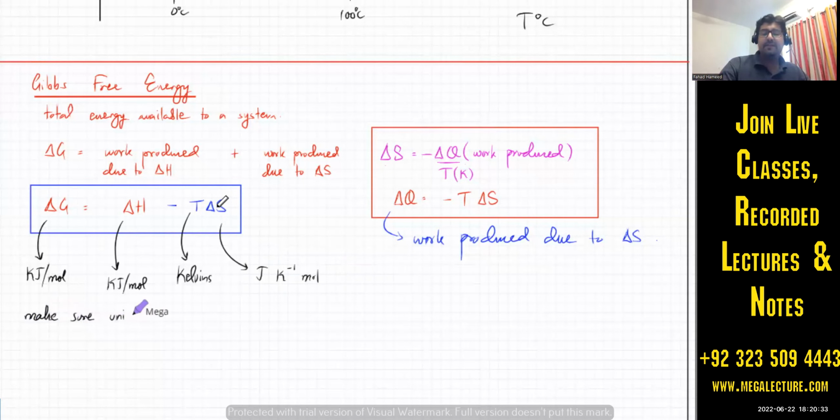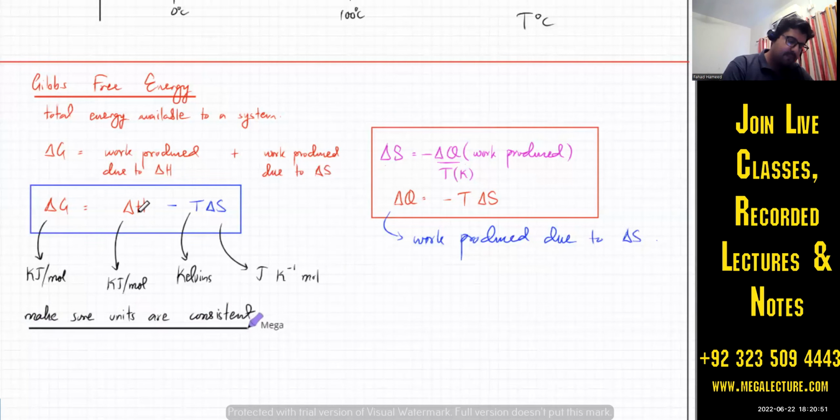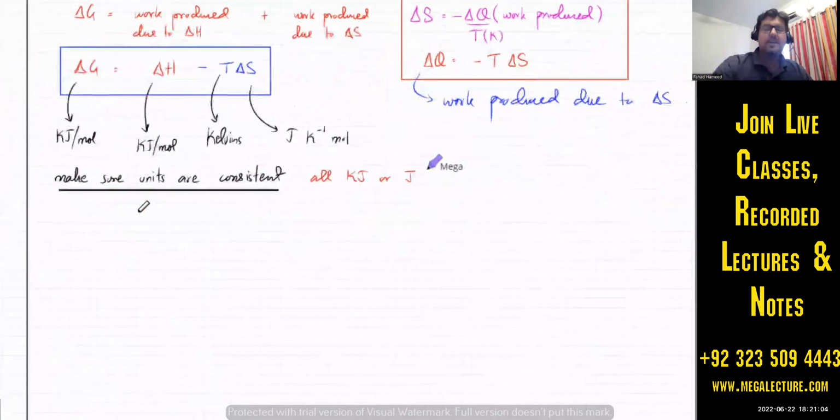Because the table that they're going to give you, this would always be in joules and this would always be in kilojoules. So make sure the units are consistent. Okay, so remember this thing. Either all of them in kilojoules, or all of them in joules. You can't have one of them in joules and the other one in kilojoules. So be very wary of this.